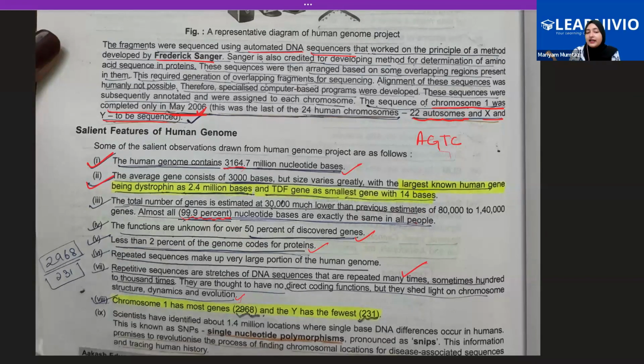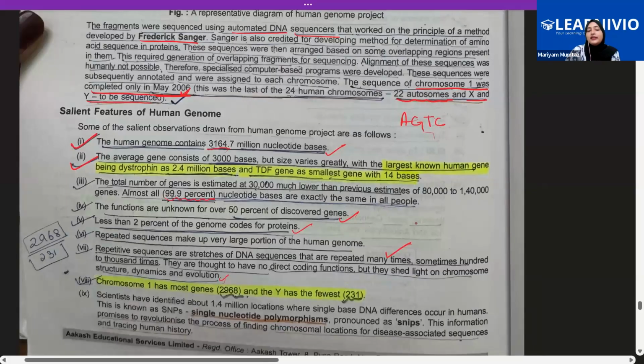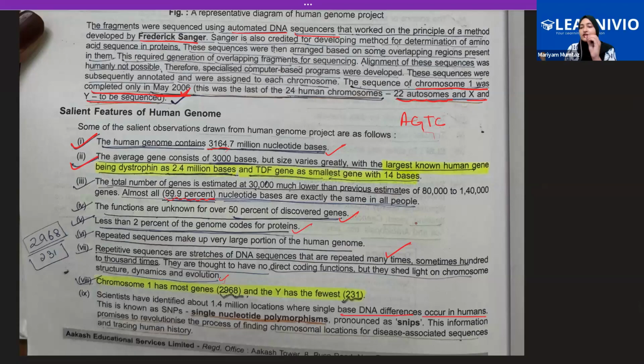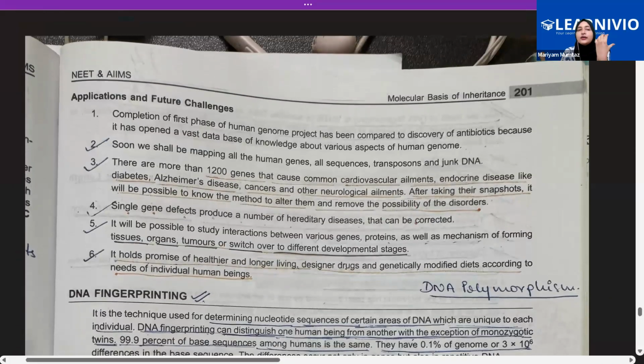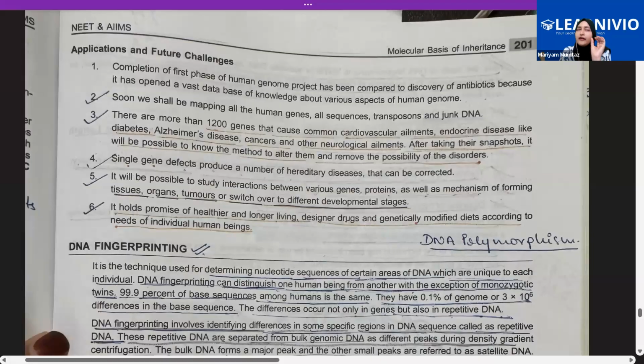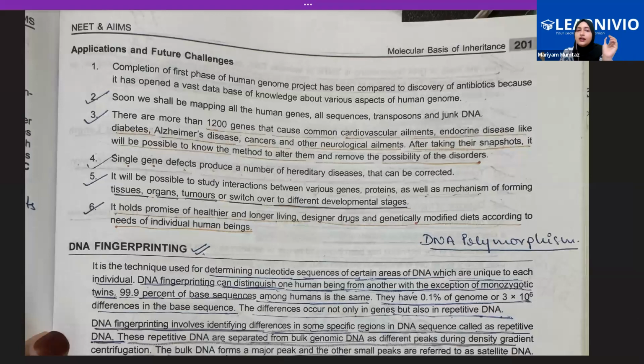Now, the scientists have identified about 1.4 million locations where single base differences occur in humans. Just the difference of 1 or 2 bases. This is known as SNPs, that is single nucleotide polymorphism, which is pronounced as SNPs. So this information tells us that in the majority of our genome, every single thing is the same. It's like the point differences that make us who we are. And our genetic sequence, or our genome, has been repeated several thousands and hundreds of times.